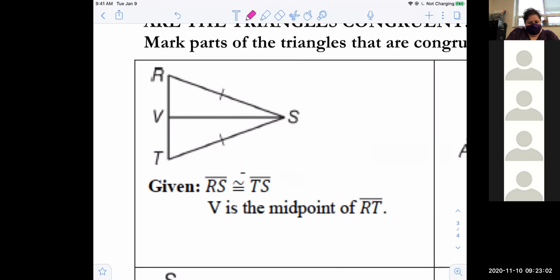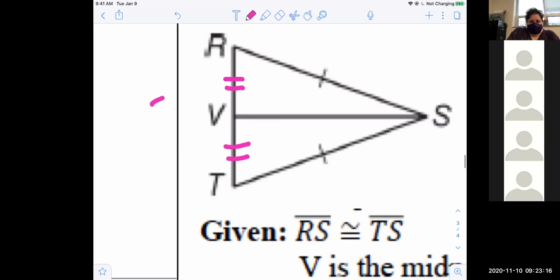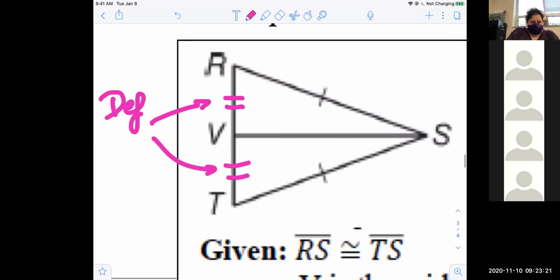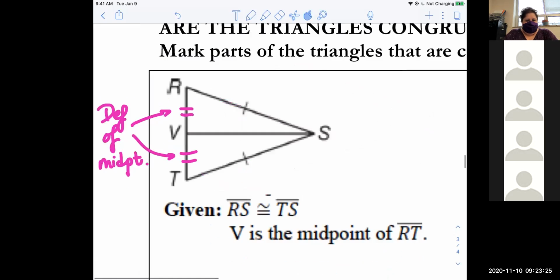Okay. TV and RV would be congruent. Now I'm going to put 2 marks on it because I already have the other 2 segments marked with 1 mark. So it's really important you don't just put 1 mark on everything. You got to make sure they're paired up. Okay. The reason for that is definition of what? Midpoint. We know that's true because that's what a midpoint does. So a midpoint divides a segment into 2 congruent parts.